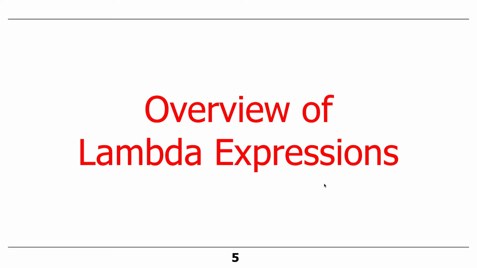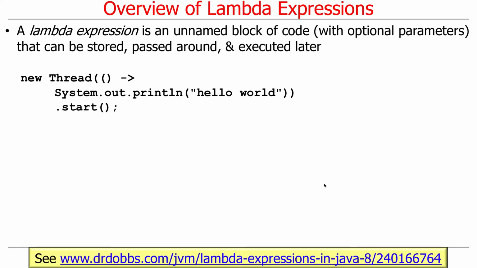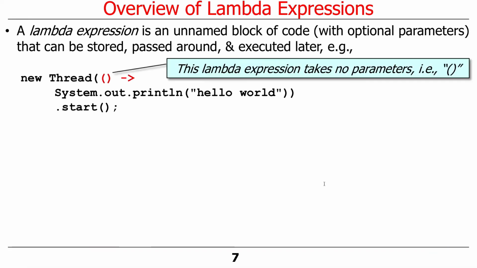So let's start out with what is a Lambda expression. A Lambda expression is an unnamed block of code which might have parameters depending on how it's defined. And this unnamed block of code can be stored, passed around, and or executed later. We'll talk about what it means to be executed later in a second. In fact, the very first example we'll give is a good example of executing something later, and in particular in a different context, as we'll see. So that's what a Lambda expression is. You can take a look at this link here for a nice overview of Lambda expressions to give you more context for this stuff.